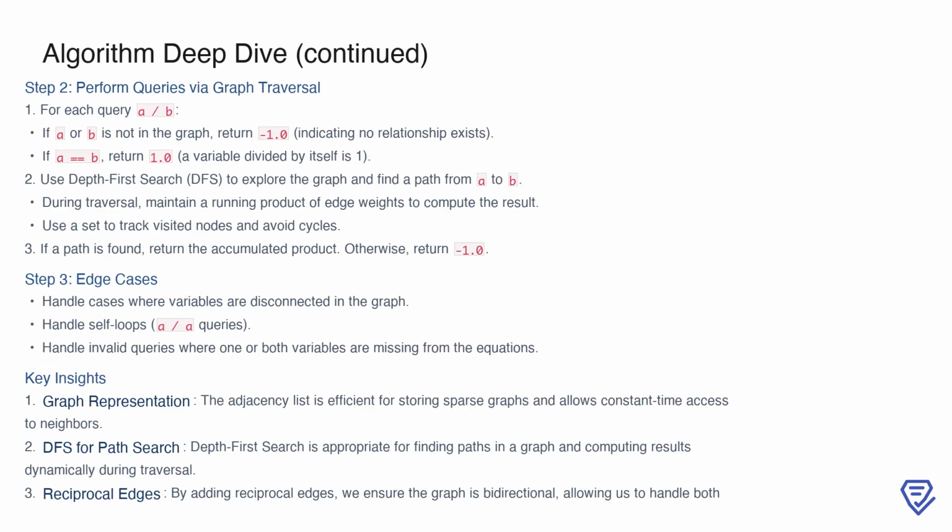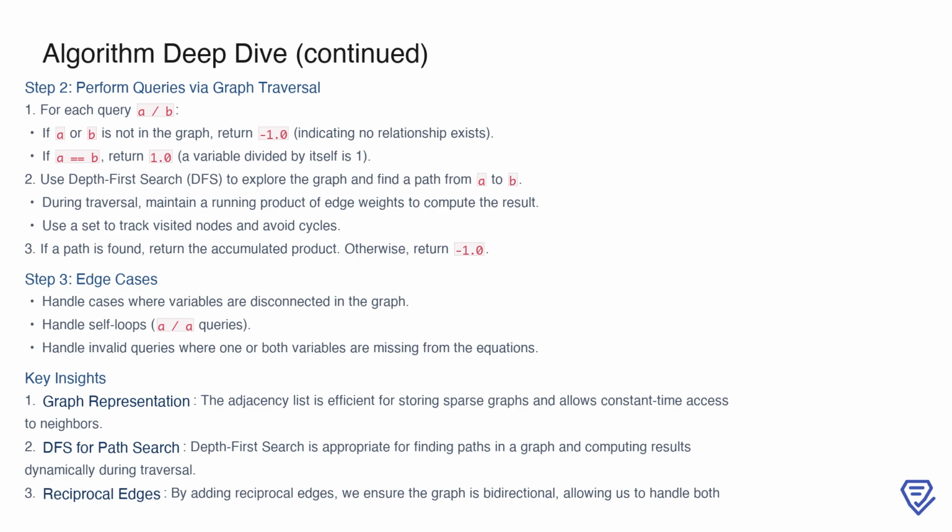Once the graph is constructed, the next step is to answer the division queries by performing graph traversal. For a query like A/B, we first check if both variables exist in the graph. If either variable is missing, we return -1.0, as no relationship exists. If the variables are the same, the result is 1.0 because any variable divided by itself equals 1. To find relationships between variables, we use depth-first search, which explores the graph to search for a path from the start variable to the end variable.